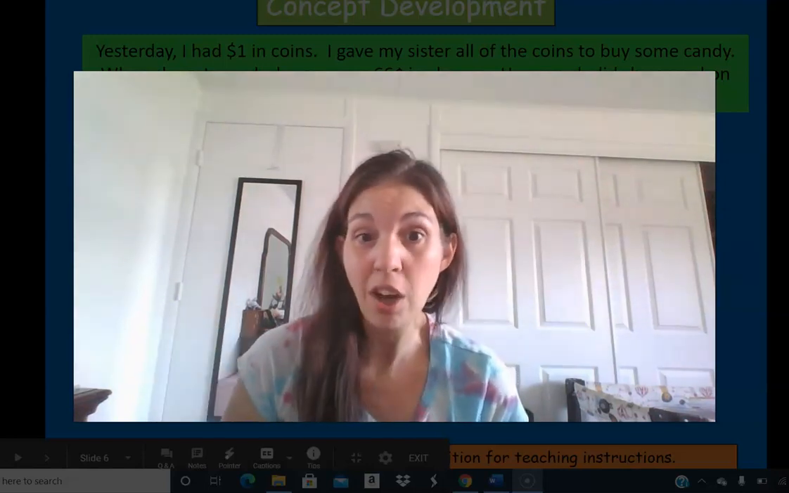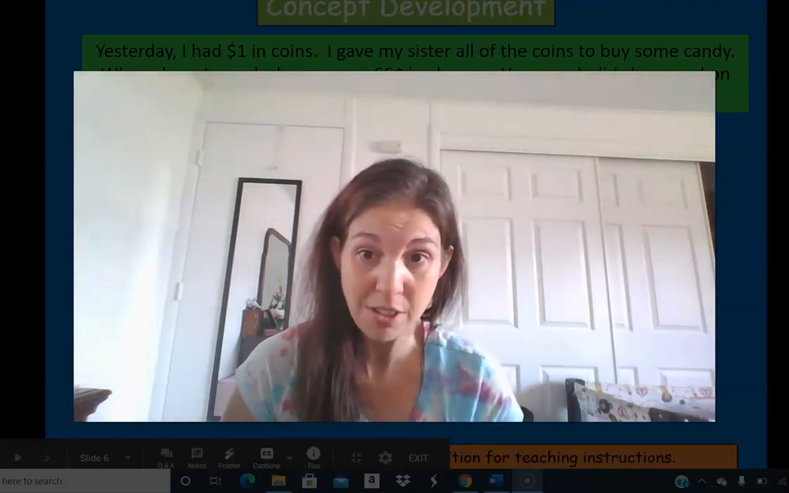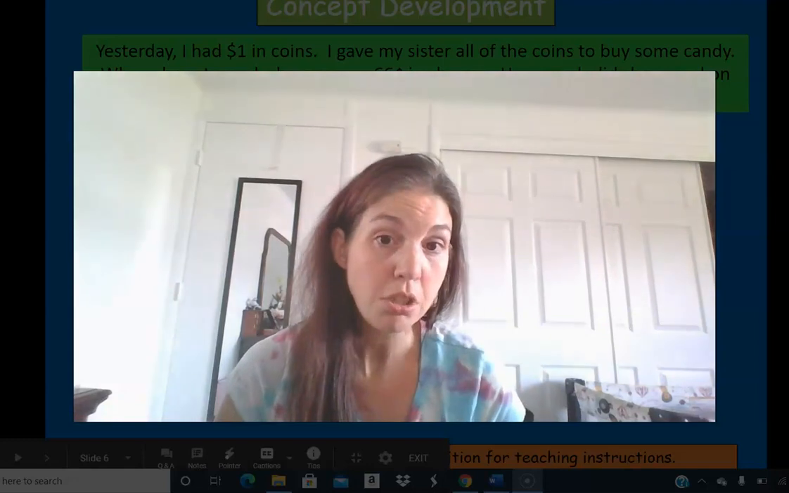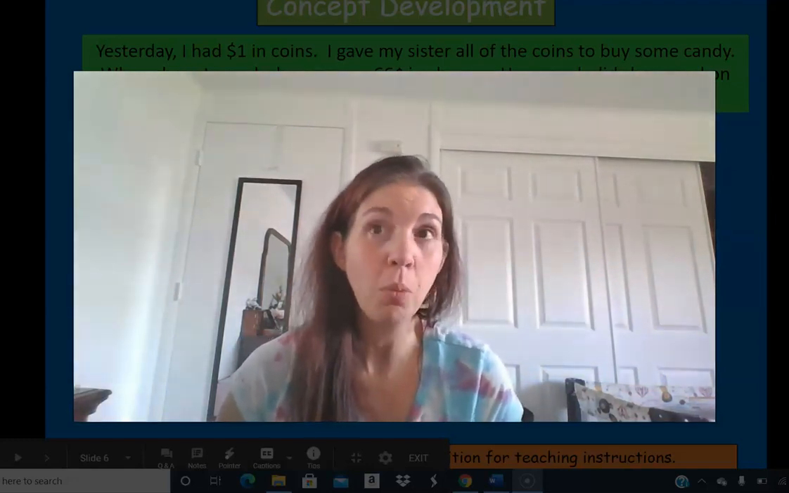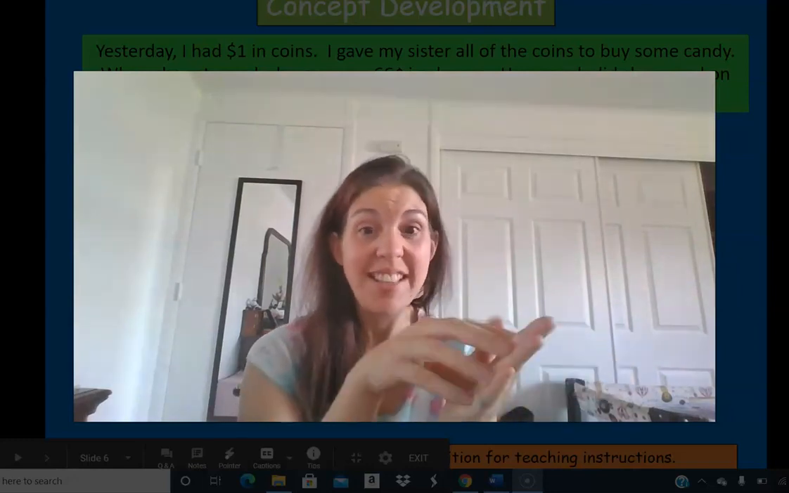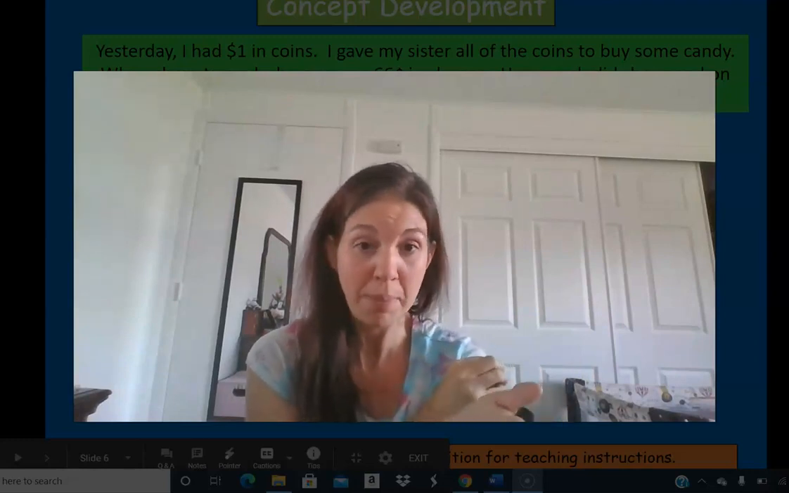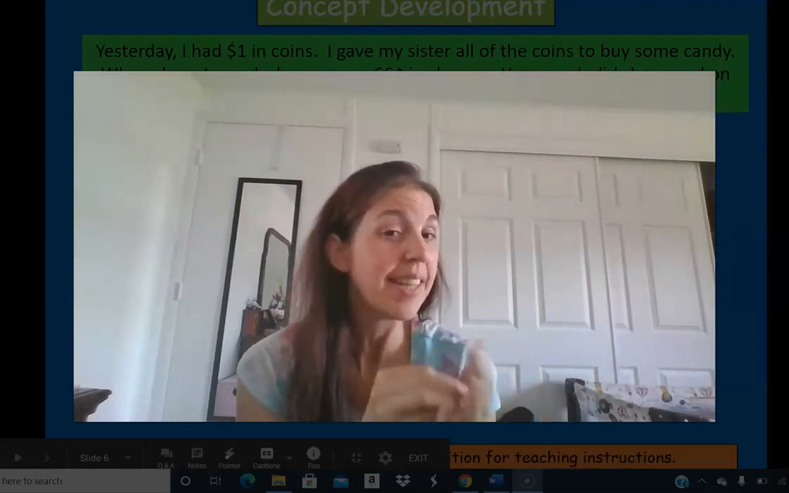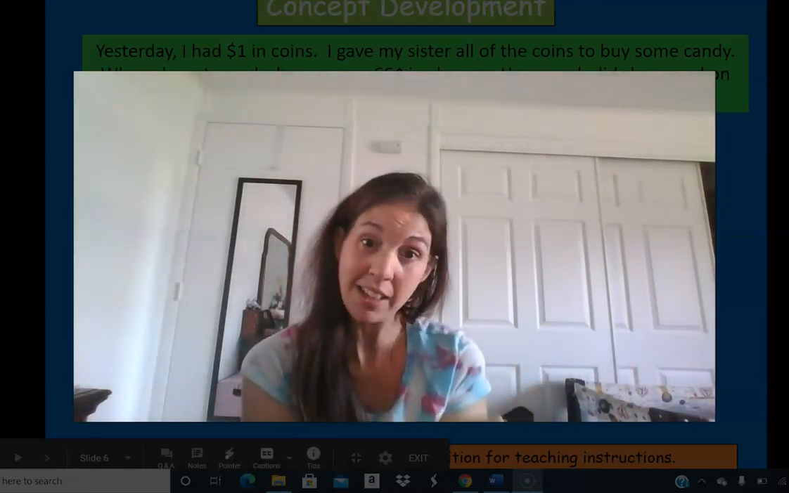Now, your gum doesn't cost a whole dollar. It doesn't cost 100 cents. It only costs 28 cents. So what the clerk does is they look at how much the thing costs and they take that amount away. So if it costs 28 cents, they're going to take 28 cents away from you to pay for that gum.